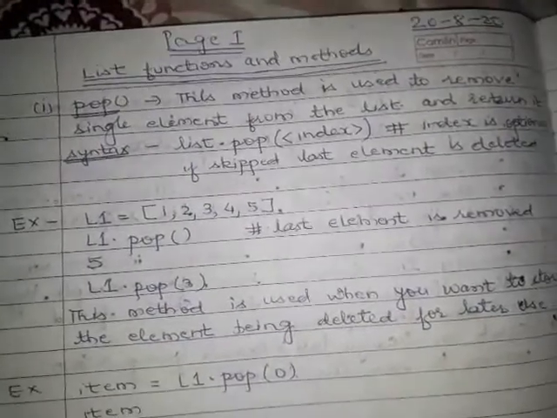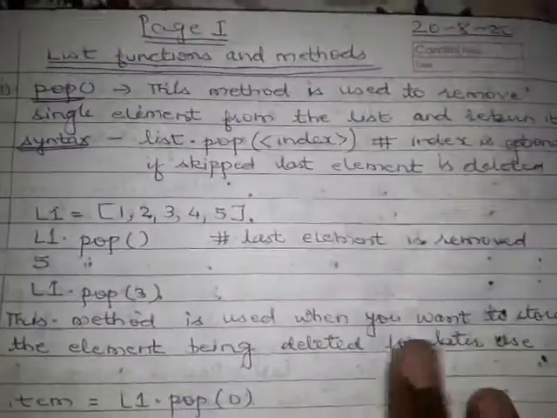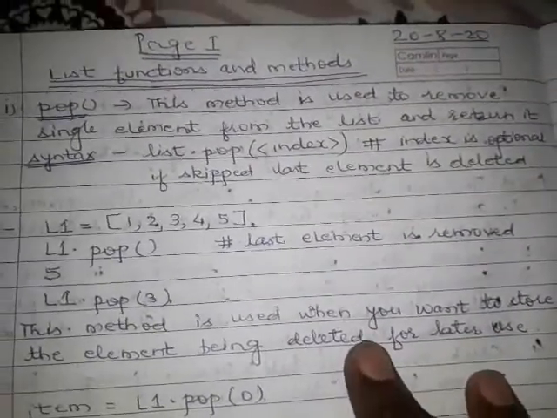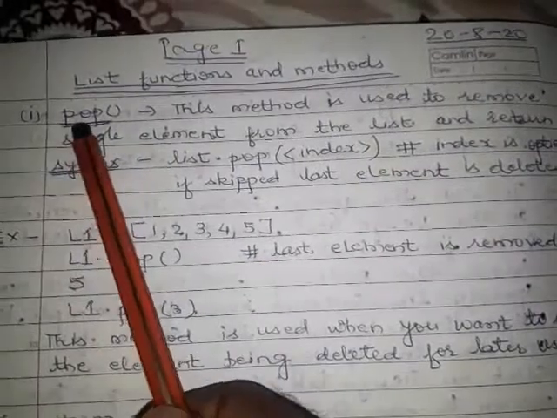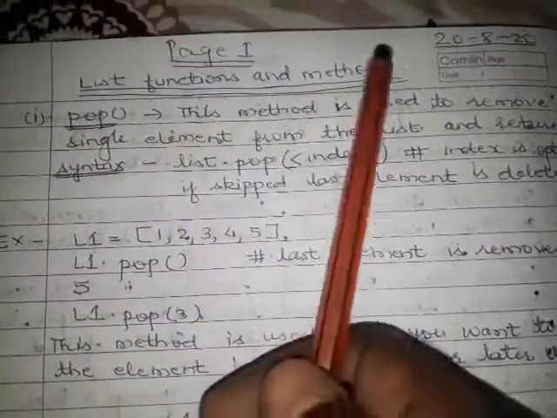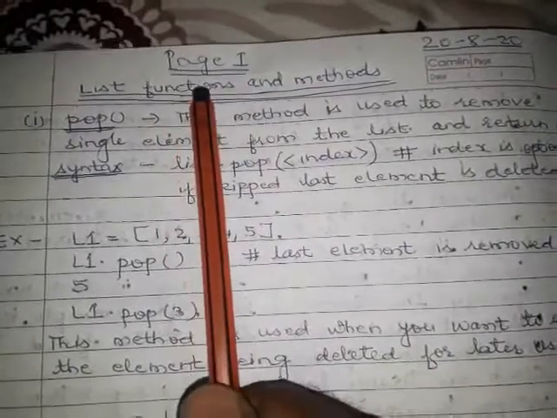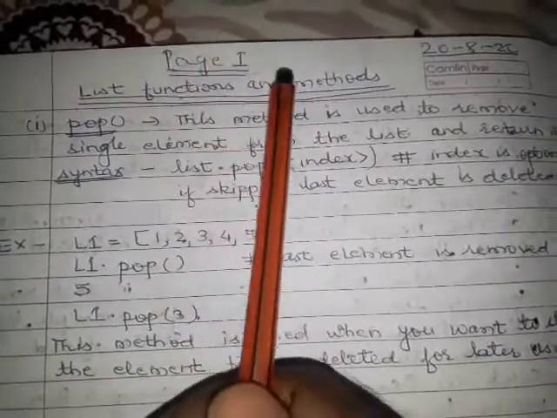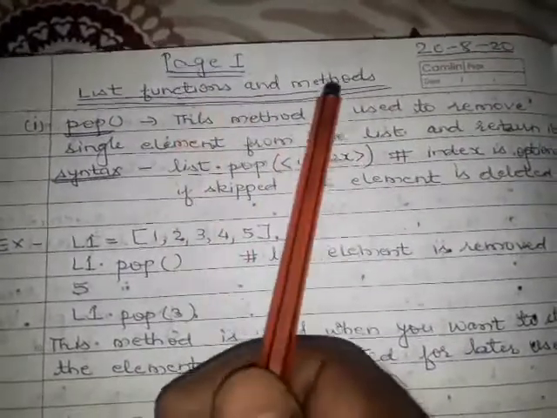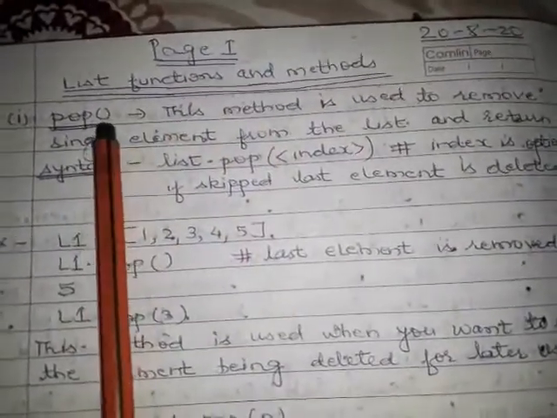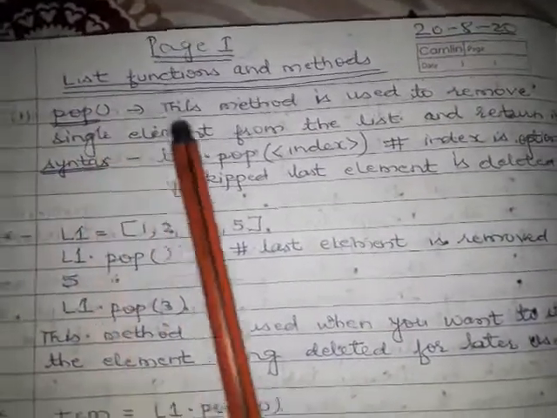There are several functions which are associated with list, which are used to perform several tasks. Some of these functions, first one is pop method. Actually, functions and methods are the same things. Somewhere I have written function, somewhere I have written method. These both are the same thing, not different. Okay, so first one is the pop method, or we can say pop function.